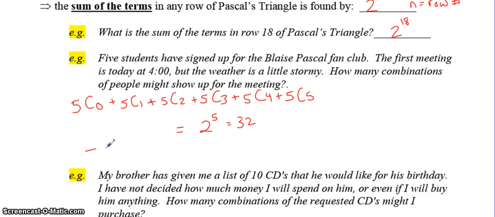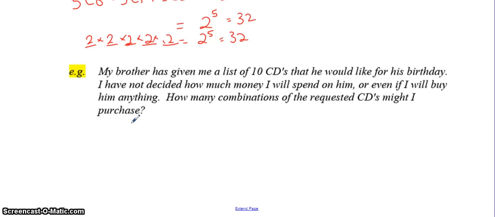Another way of looking at this is there's 5 people and each person has 2 outcomes. They can either come or not come. So person 1 can come or not come. Person 2 can come or not come. Person 3, come or not come. 4 can come or not come. 5 can come or not come. So once again, that's still equal to 2 to the 5. So there's a couple different ways to answer this question. Either which way, it's 2 to the 5.